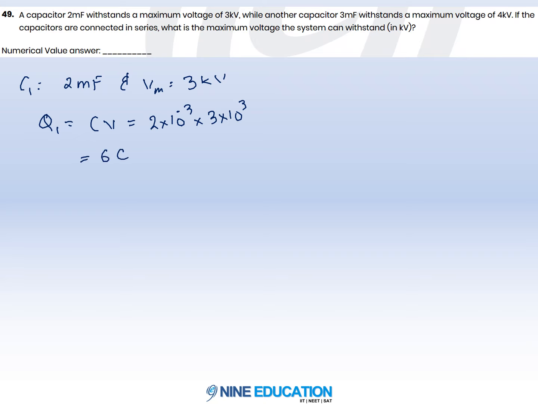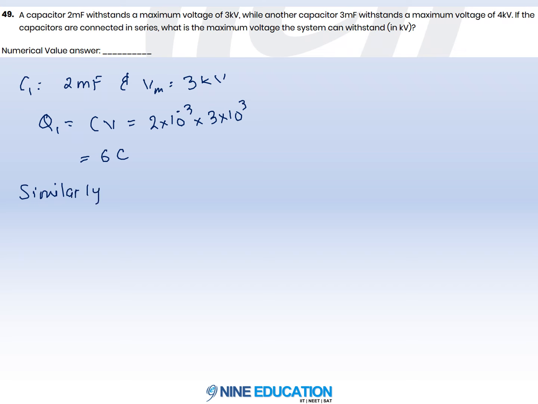So in this question, two capacitors are given. C1 is 2 microfarad and its maximum voltage Vmax is 3 kilovolts. So here what we can calculate? We can calculate its maximum charge holding capacity. So Q1 becomes CV. So it becomes 2 into 10 power minus 3 into 3 into 10 power 3. So what we are getting? 6 coulomb.